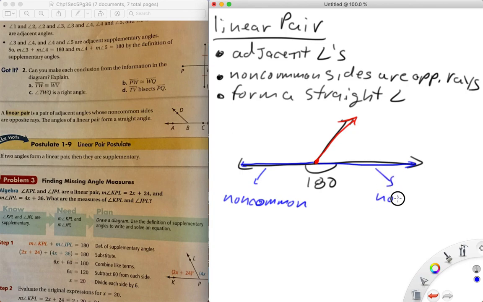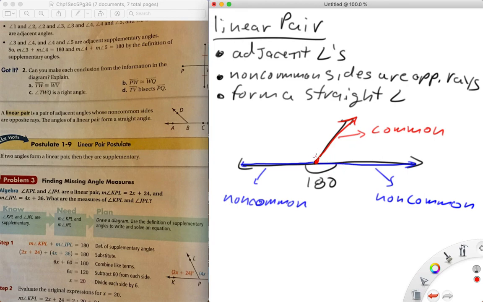Non-common side. Right? And then this would be the common side. This is the side that they share. So the non-common sides will form the straight line. The common side will always be in the middle.